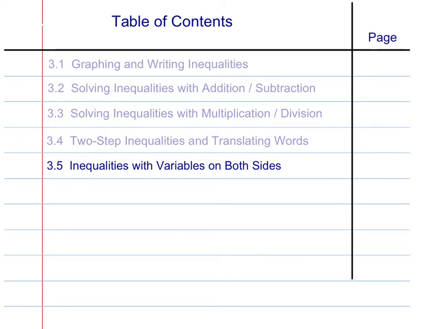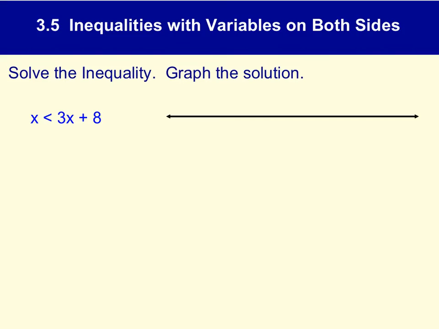Today's lesson is on 3.5, inequalities with variables on both sides. So there's your table of contents. Go ahead and put today's date over on the side, and we'll get started.